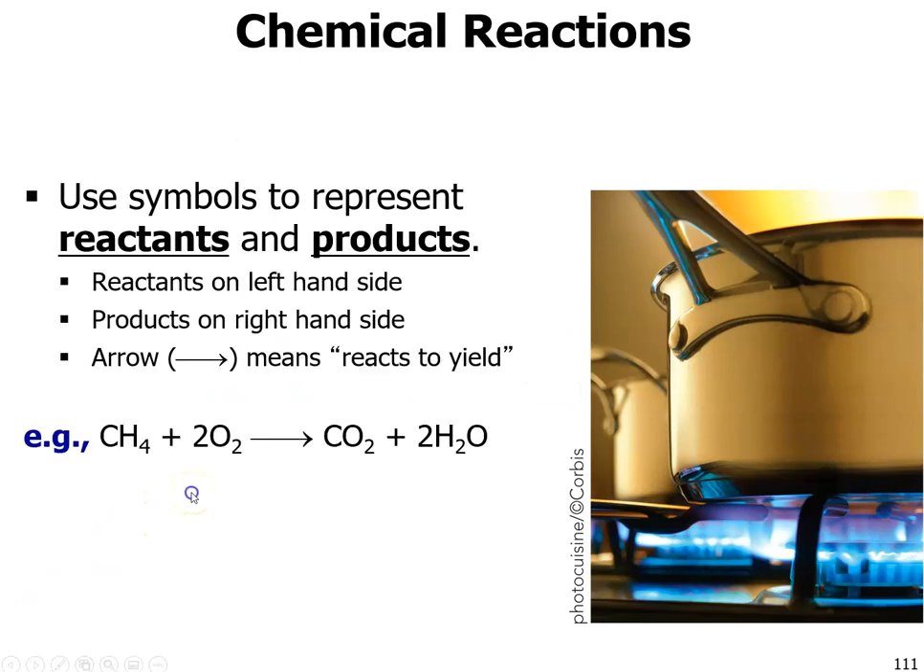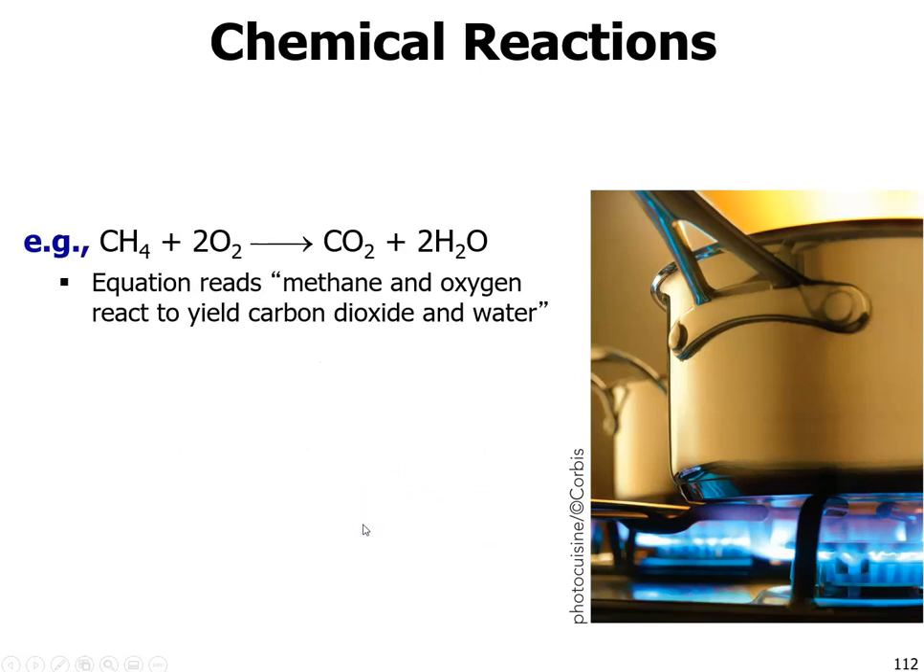Here's another example of methane gas forming. Again, reactants and products. The arrow means reacts to yield. So this would be methane plus 2 molecules of oxygen react to yield 1 molecule of carbon dioxide plus 2 molecules of water. So here's, again, some more on how you would read these, how you would say this.